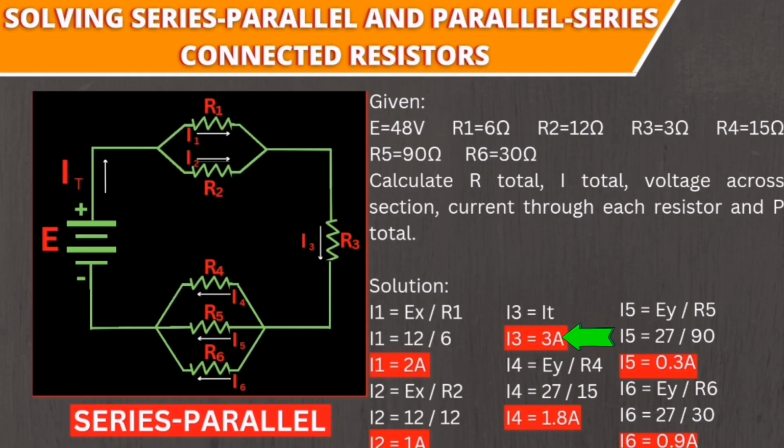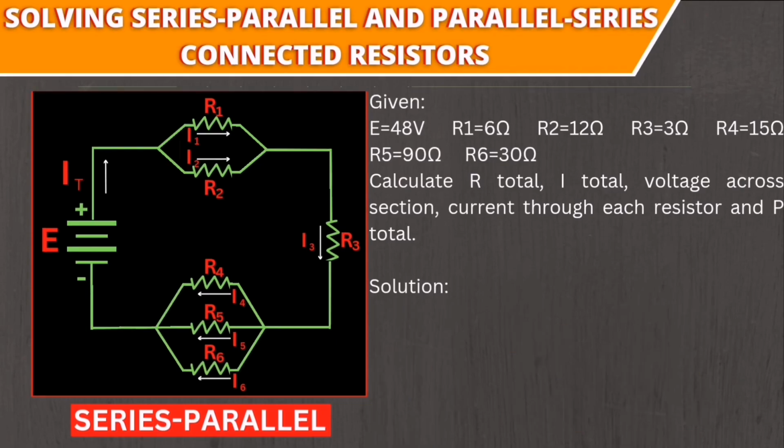And also I total is equal to I4 plus I5 plus I6, which will be explained to you in my next videos. For the total power of the circuit, the solution will be P sub t is equal to I sub t squared times R, or E sub t squared divided by R, and also I total times E total.